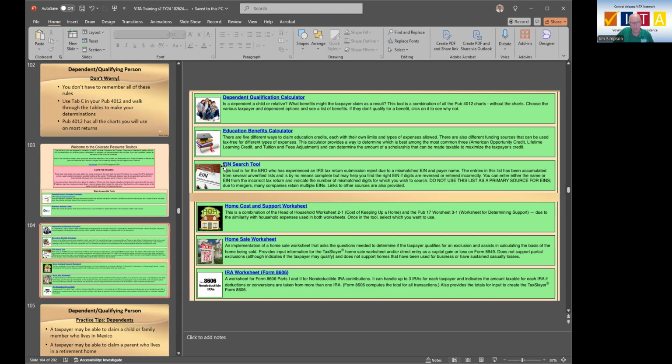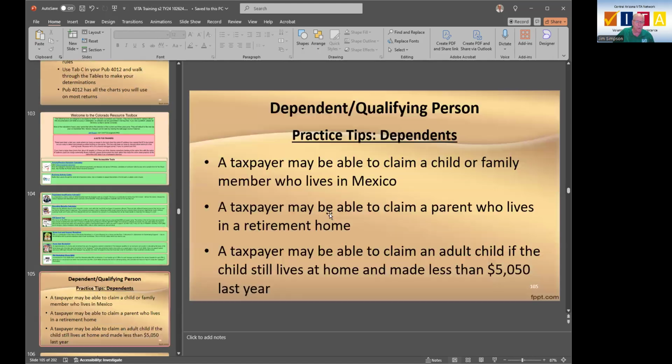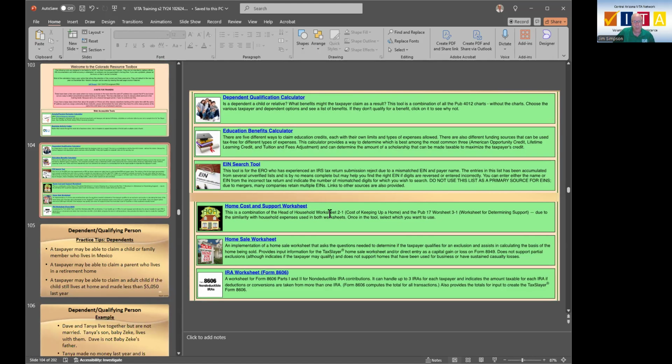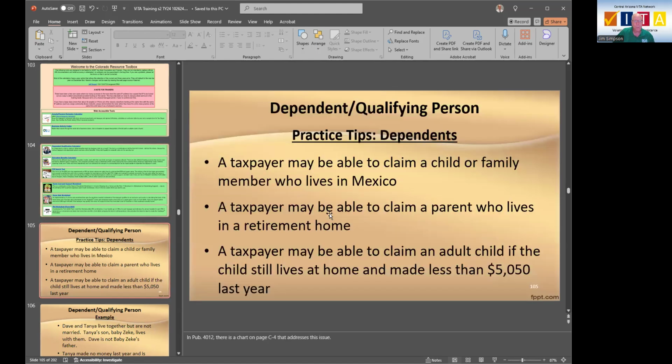There's other things in here. I've used this EIN. EIN is an employer identification number. Sometimes we get people coming in who haven't filed their returns for several years, and they bring in IRS transcripts. The transcripts have the W-2 information, but they don't have the employer identification number, and TaxSlayer requires that. So sometimes we have to go searching for those. And if you really don't like using the worksheet in the 4012, here's where you could get the support worksheet. There are other tools in this. I would get comfortable with using it.